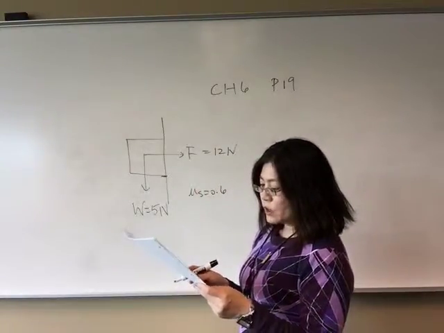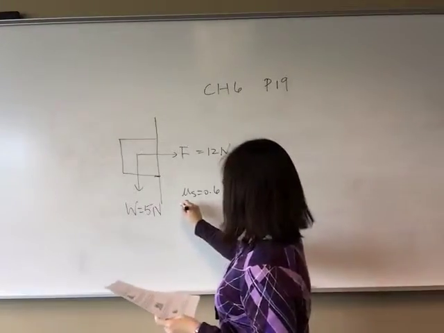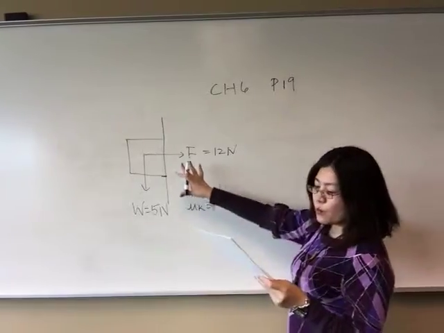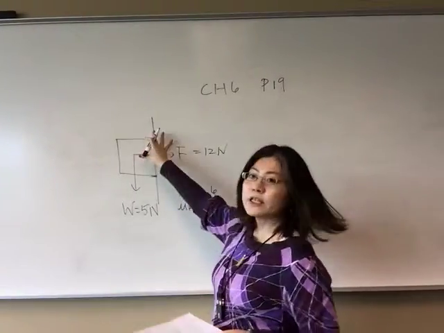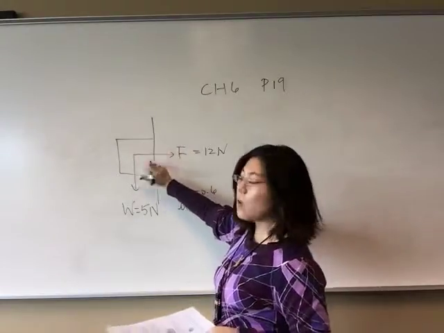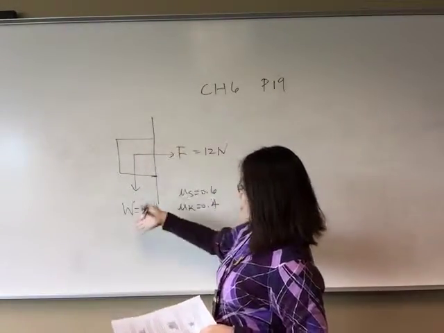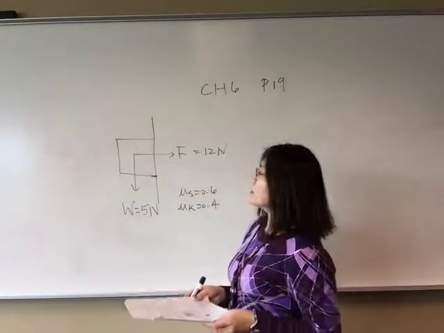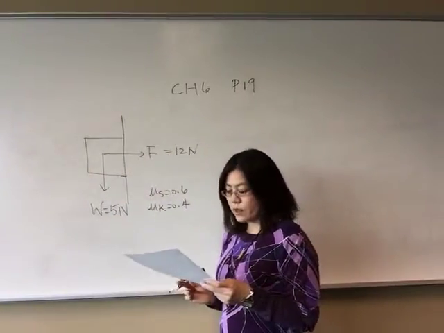And the coefficient of kinetic friction is 0.4. So assume that the block is not moving initially. So the whole thing is balanced. You push the block against the wall with this main tube, and the block itself has its weight, and there's a frictional force that's keeping it not moving.